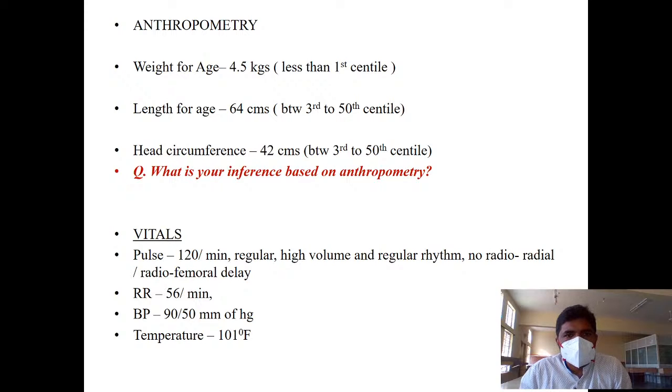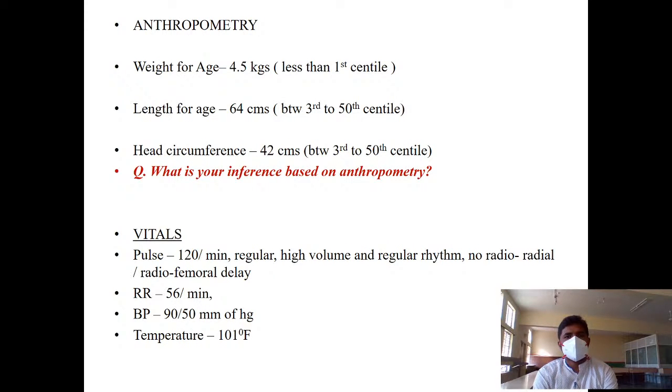But length is spared. Length is 64 centimeters, and the child lands between the third and 50th centile. So length is spared, weight is affected. Then head circumference is also fine. So what is your inference based on anthropometry? A 6 months child weighing 4.5 kg has significant protein energy malnutrition.